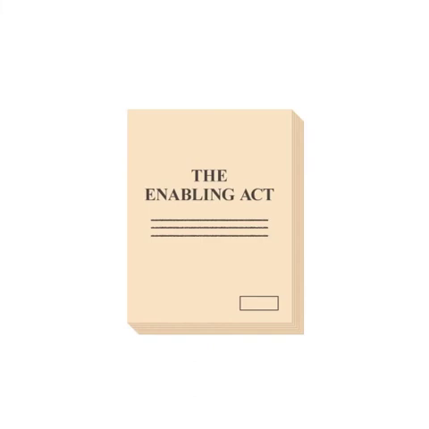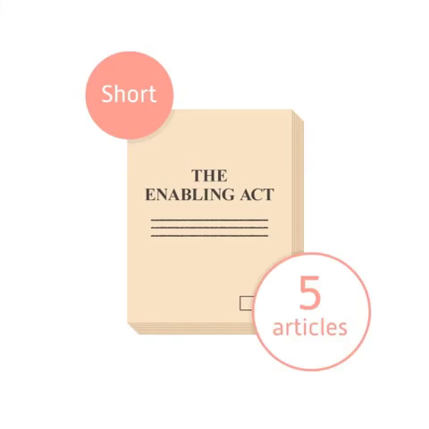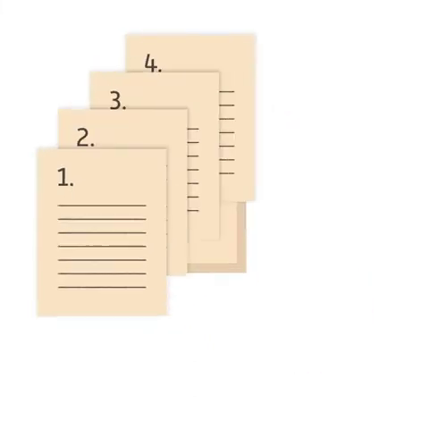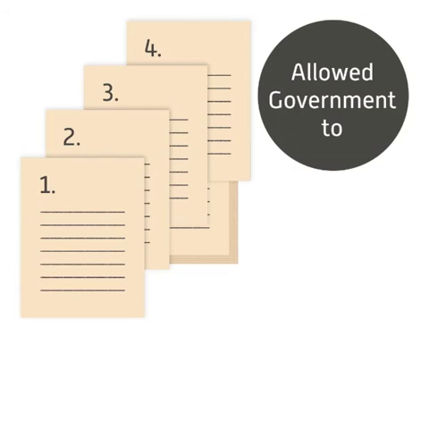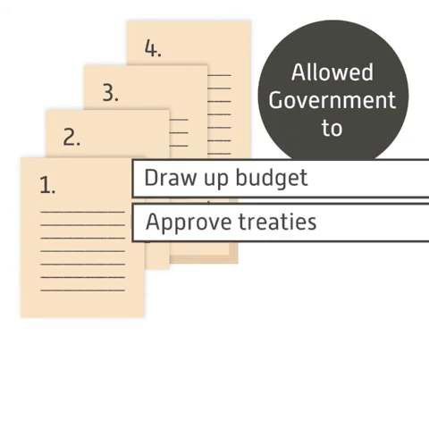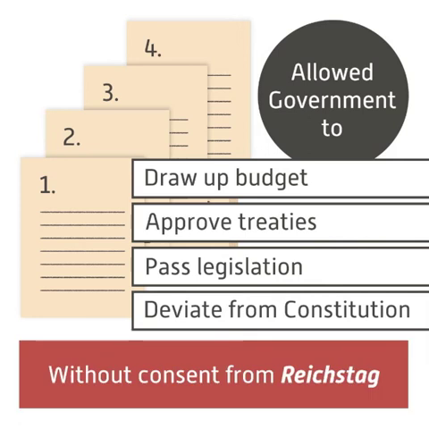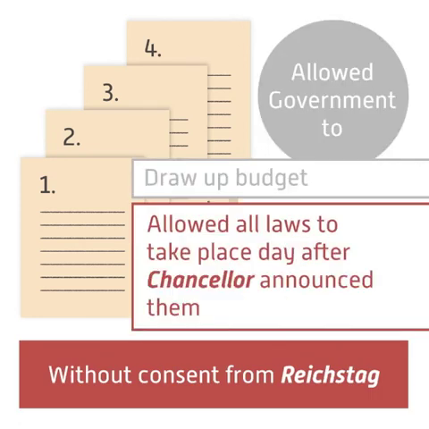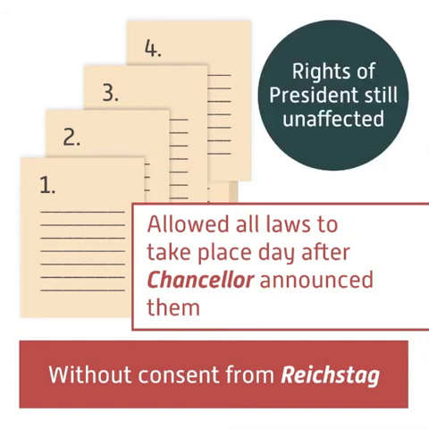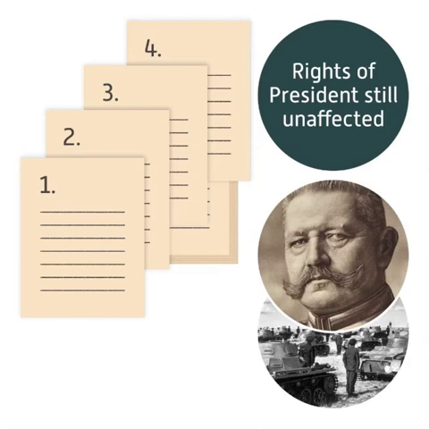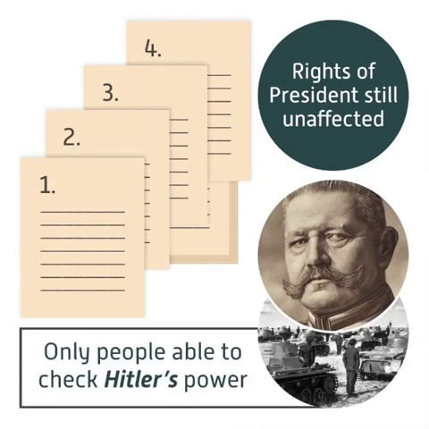The Enabling Act was short, a total of 5 articles. Articles 1 to 4 allowed the government to draw up the budget, approve treaties, pass legislation, and deviate from the constitution without the consent of the Reichstag. It allowed all laws to take place the day after the Chancellor announced them. However, the rights of the President were still unaffected. This meant that President Hindenburg and the army were the only people able to check Hitler's power.